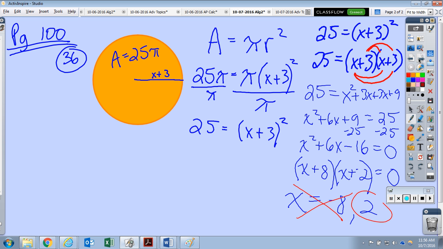Okay. So then you do that, and you get to here, and once you're here, what do you think you want to do next? So you expand, you have x squared plus 6x plus 9 equals 25. What do you think is the next thing? Jesus?